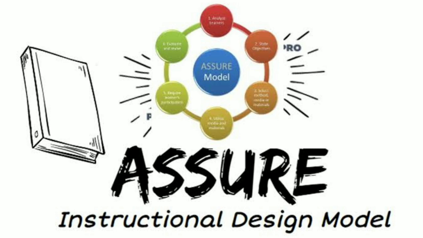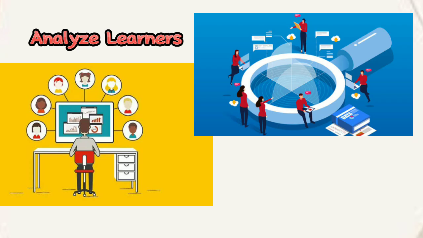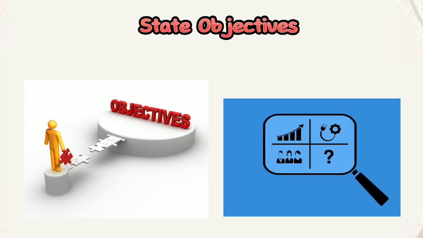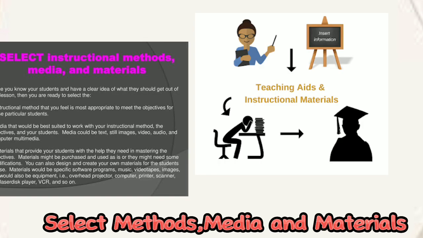First is Analyze Learners. This involves understanding their prior knowledge, learning styles, abilities, interests, and any specific requirements or accommodations. State Objectives. Once the learner analysis is complete, clear instructional objectives or learning outcomes need to be established. Objectives specify what the learners are expected to know, understand, or be able to do at the end of the instruction. Select methods, media, and materials.